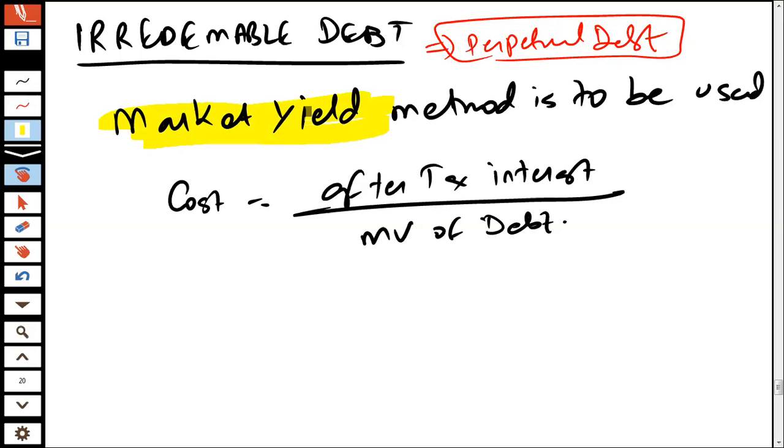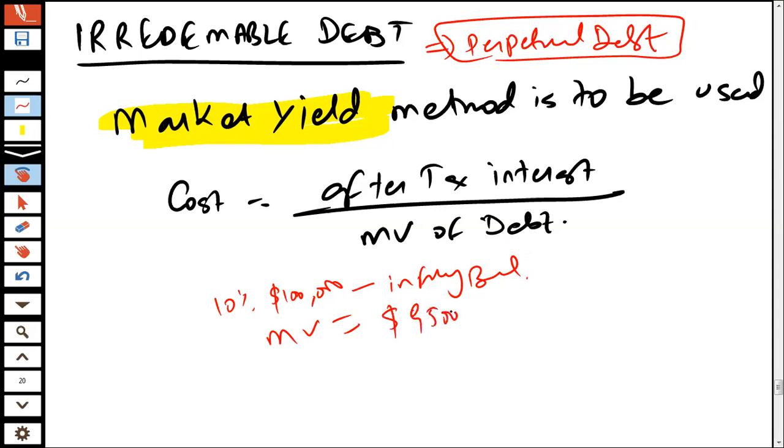Now, what do we mean by market yield method? It says the cost is after tax interest divided by market value of debt. What do we mean by this? If you've got a 10% $100,000 bond, which is an infinite bond, and this bond has a market value of, let's say, 95,000, how exactly are you going to calculate the cost?